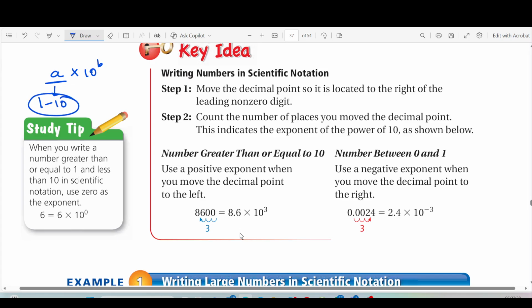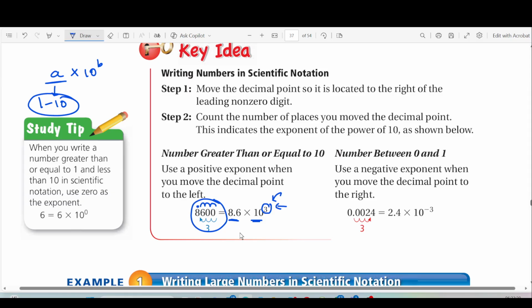For example, here we have 8,600, right? What we need to do is make the first number less than 10. So I can write 8.6, and because I'm putting the decimal between 8 and 6, I'm going 1, 2, 3 steps left. So I need to put 10 raised to power 3. When I'm going left, the power is positive. Since this is a large number, the power is going to be positive. This is a smaller number, so the power is going to be negative.